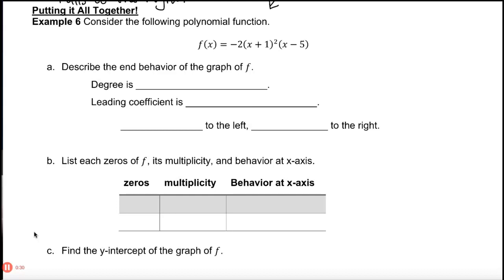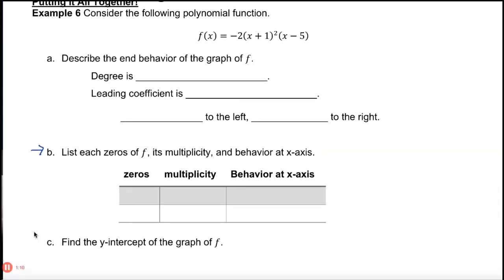It says f of x equals negative 2 times (x plus 1) squared times (x minus 5). So we want to describe the end behavior of the graph of f first. If you want to, we don't need to, but if you want to FOIL it out and write it in standard form, that's okay too, but we really don't need to do that. What I can do is add up the multiplicities to find the degree. In fact, let me start with part B first, and I will come back and we will do the degree and leading coefficient.